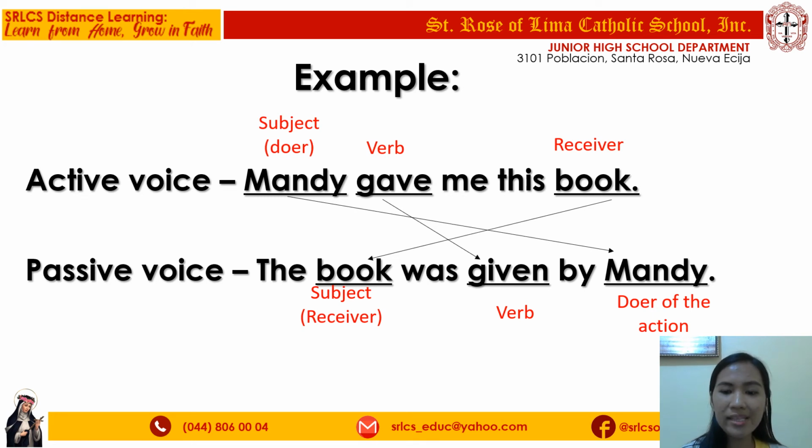Alright? Mandy in passive voice now is just the doer of the action, but she is not our subject because our subject now is the word book, which is the receiver. Understood?